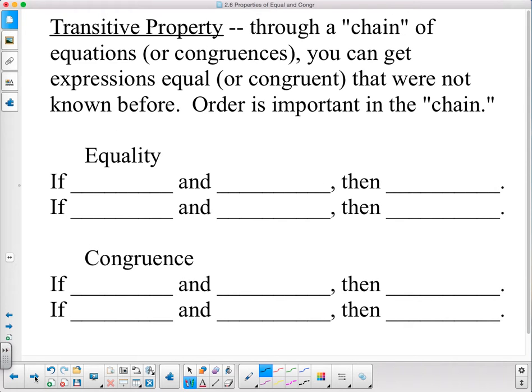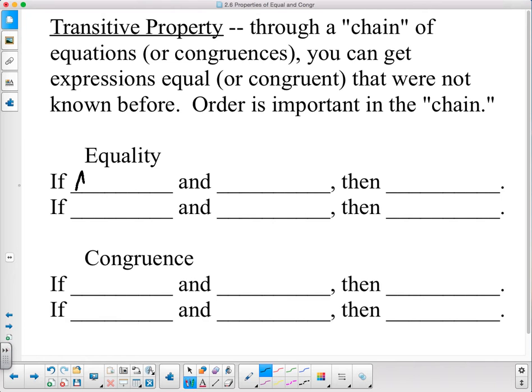Through a chain of equations or congruences, you can get expressions equal or congruent that were not known before. Order is important in the chain. We need to have the right-hand side of one of the equations repeat as the left-hand side of another one so that they hook together, so they link together, kind of like the cars of a train. Transitive, train idea. Let's start building one.